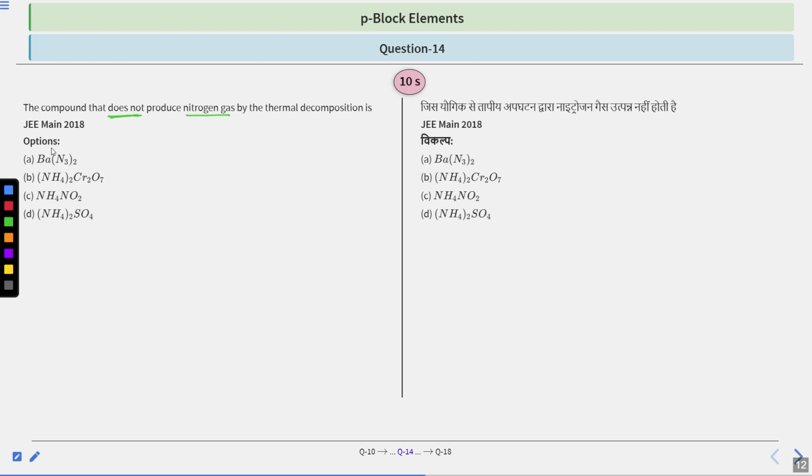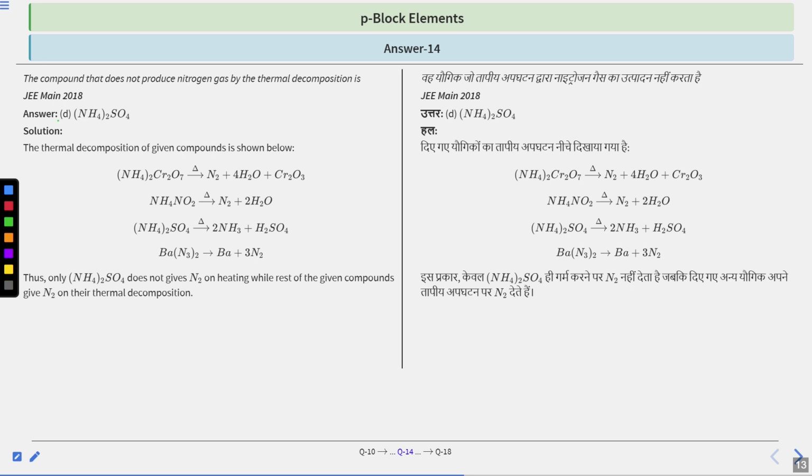Options are Ba(N3)2, (NH4)2Cr2O7, NH4NO2, (NH4)2SO4. So you have 10 seconds to solve this question. After that, we will see the correct answer. Okay. Let's see. The correct answer is option D, that is (NH4)2SO4. So the thermal decomposition of the given compounds is shown below.